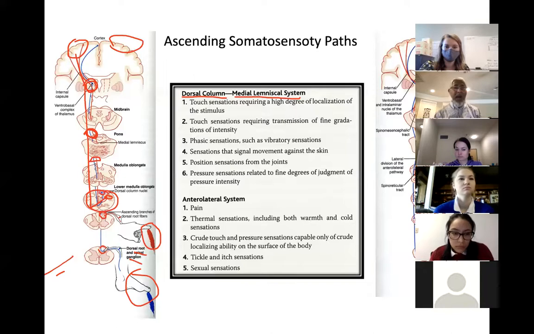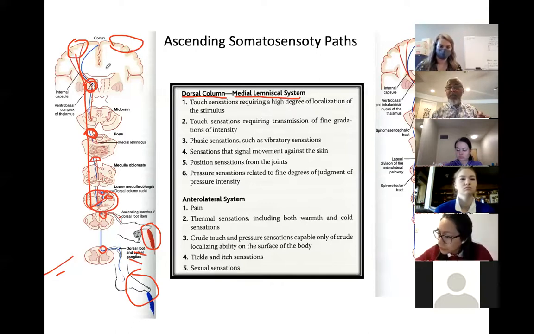Okay. Now, how long do they remain on the same side? Up to the medulla, where the first order neuron ends at the nucleus gracilis and nucleus cuneatus. At that point, the first order neuron ends. The second order neuron does something very special. They move to the opposite side. So now the signal is not traveling on the same side.